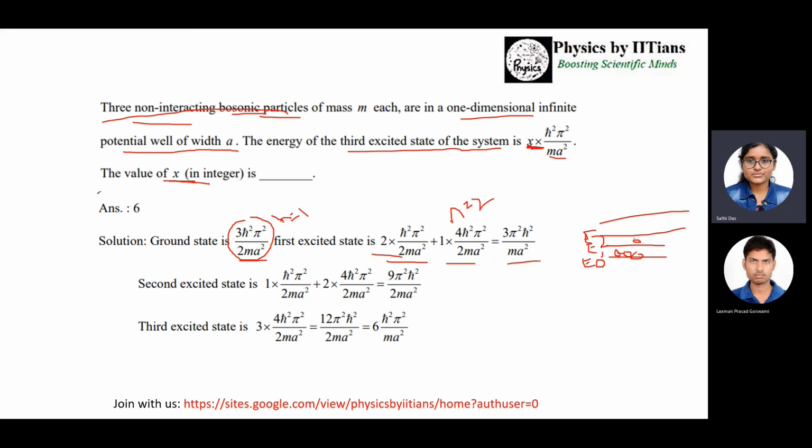And it will become 3π²ħ²/m². Now what is the second excited state? Second excited state is where 1 will be in the ground state and 2 will be in the first excited state.